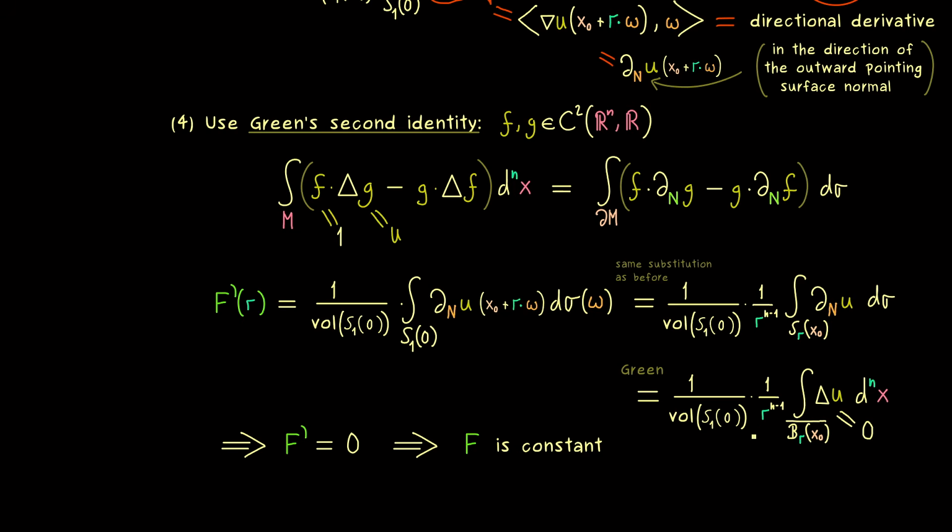For every radius r, the value of f is the same as at the origin. And by definition, f of 0 is exactly u of x0. So this shows the mean value property of harmonic functions.